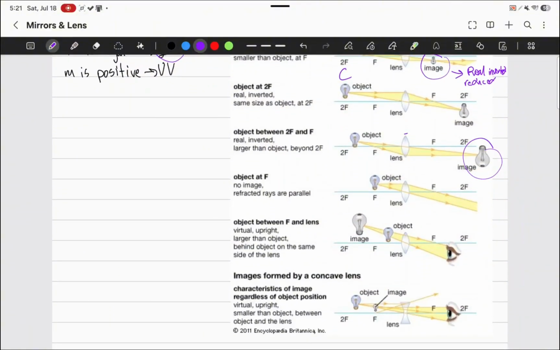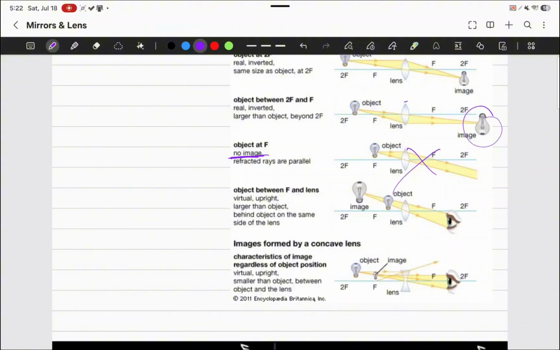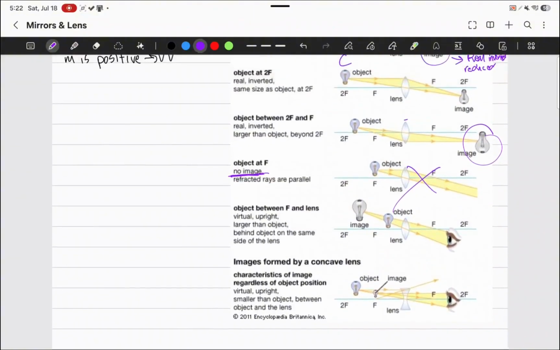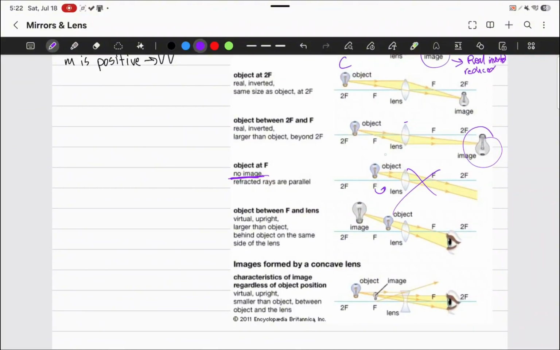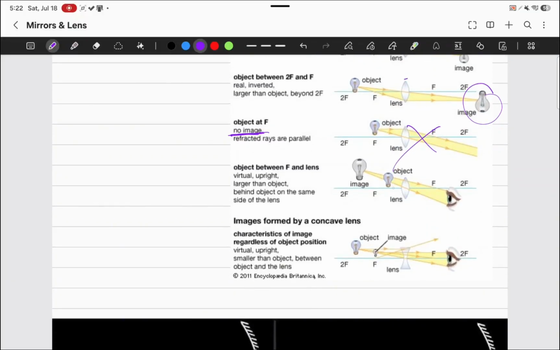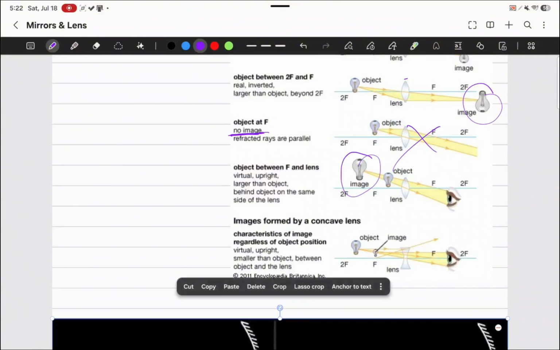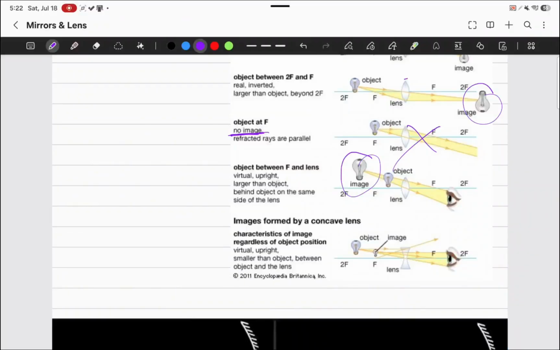If it is exactly at the focal point, then there will be no image. No image is created. If the object is inside the focal point, then it's going to create a virtual image, which for a lens means it's on the same side. If this was a mirror, then it would be a real image, but since this is a lens, this is a virtual image. So it's virtual, and remember, if it's virtual, it's always upright, because UV.